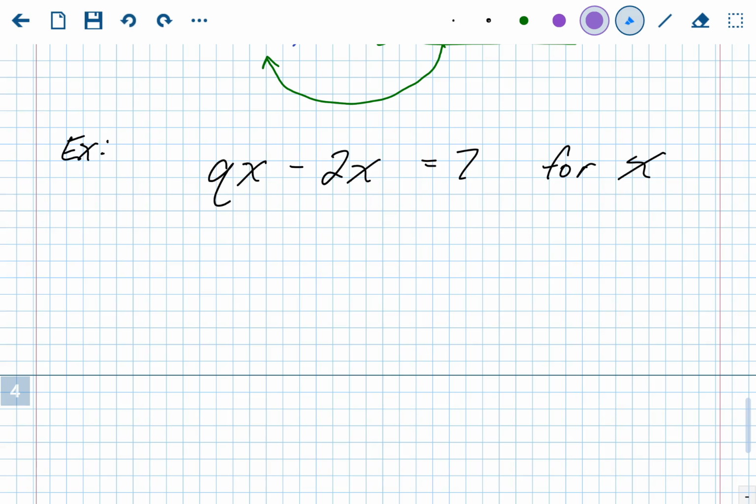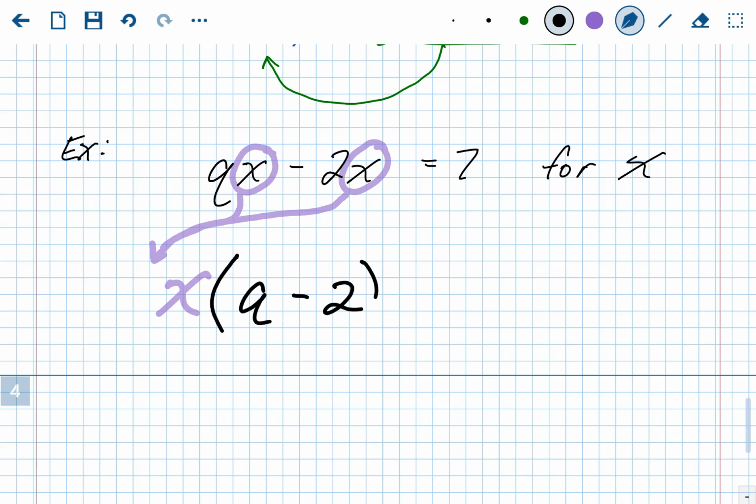So we're going to use the distributive property. We noticed that both of these terms have an x in them. So we can pull those x values out using the distributive property. We pull out the x, and what's left over is q minus 2. Why does that work? Well, if you were to distribute the x going forward, you'd have x times q, qx, and x times negative 2, negative 2x. So it's the same thing written in different forms.